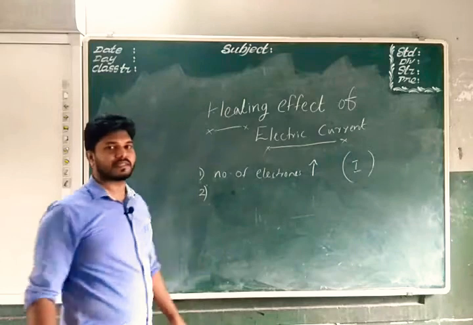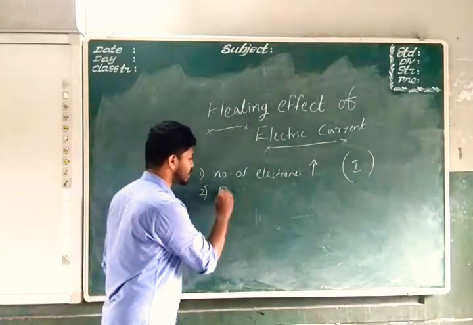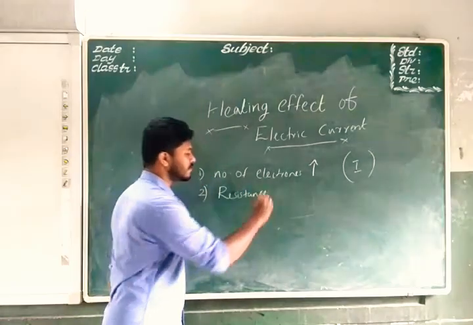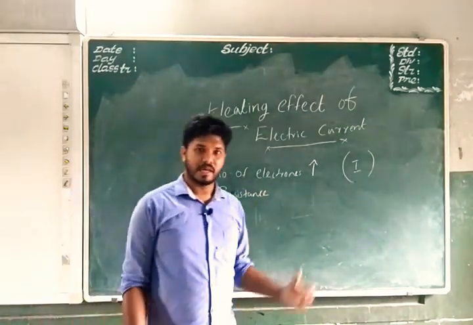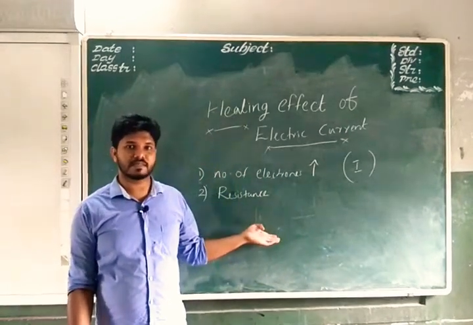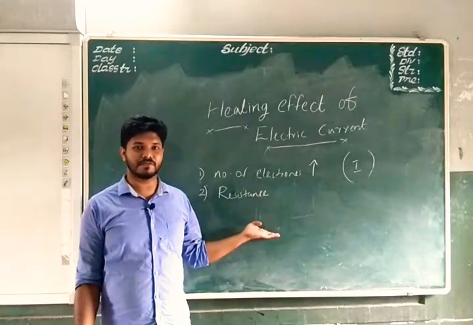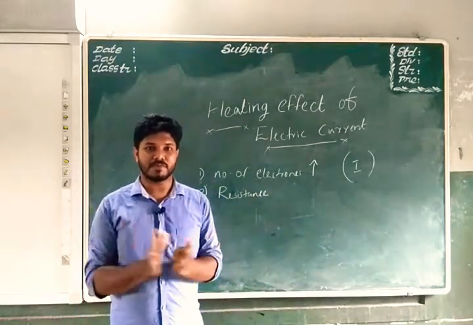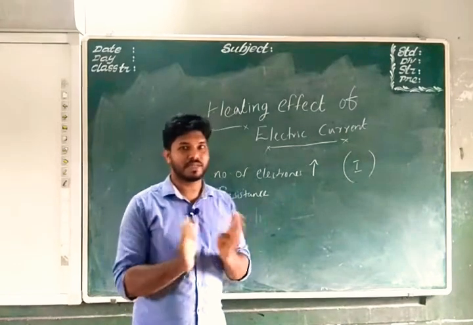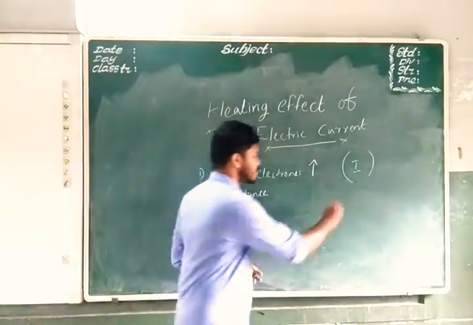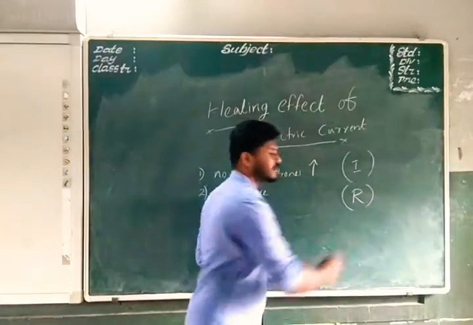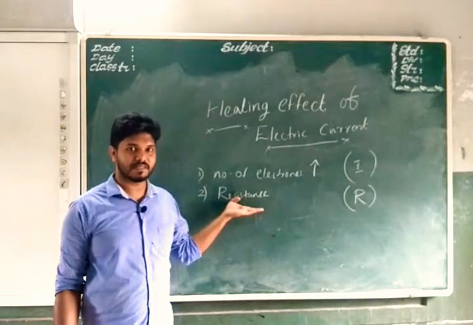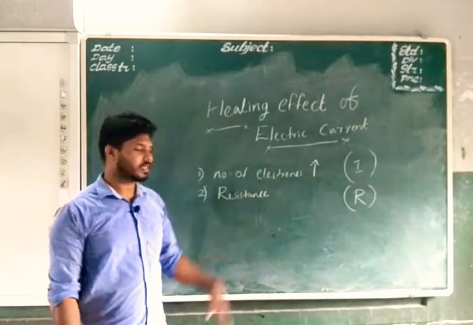The second dependency factor is the resistance of the conductor, or the resistance of the material we took, being greater. A material which possesses high resistance consists of a large number of ions. So there will be more chance for collisions and thus more heat will be produced. So if the resistance of the conductor that we took is increased, then the heat too will be increased.